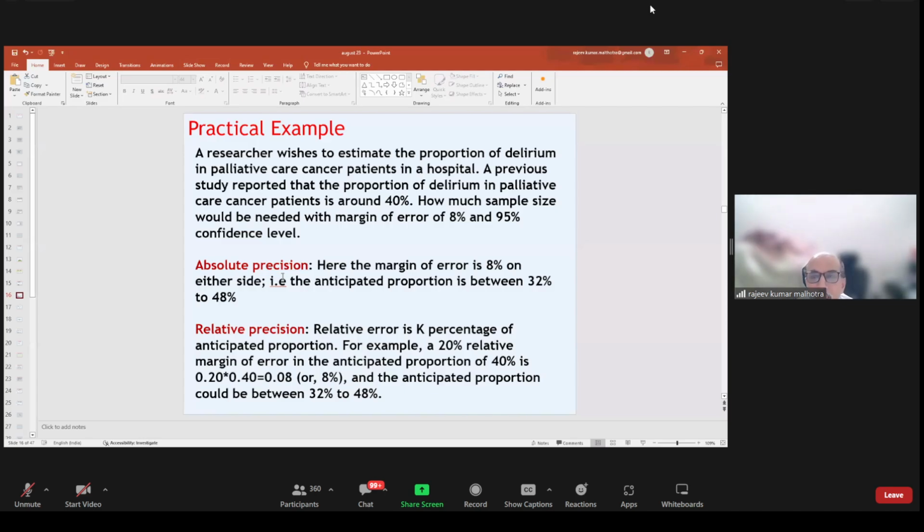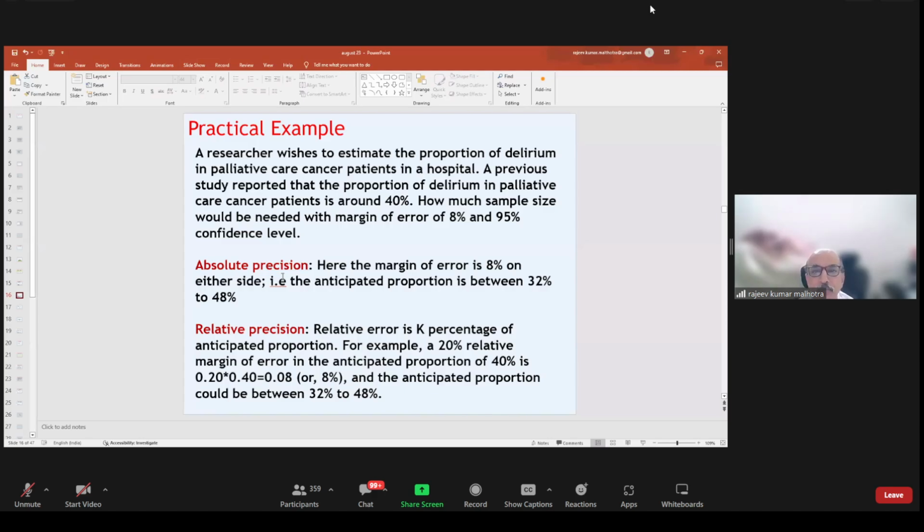So I am taking a practical example for that. A researcher wished to estimate the proportion of delirium in palliative care cancer patients in a hospital. A previous study reported that the proportion of delirium in palliative care cancer patients is 40%. How much sample size would be needed if the margin of error is 8% and the confidence level is 90%?